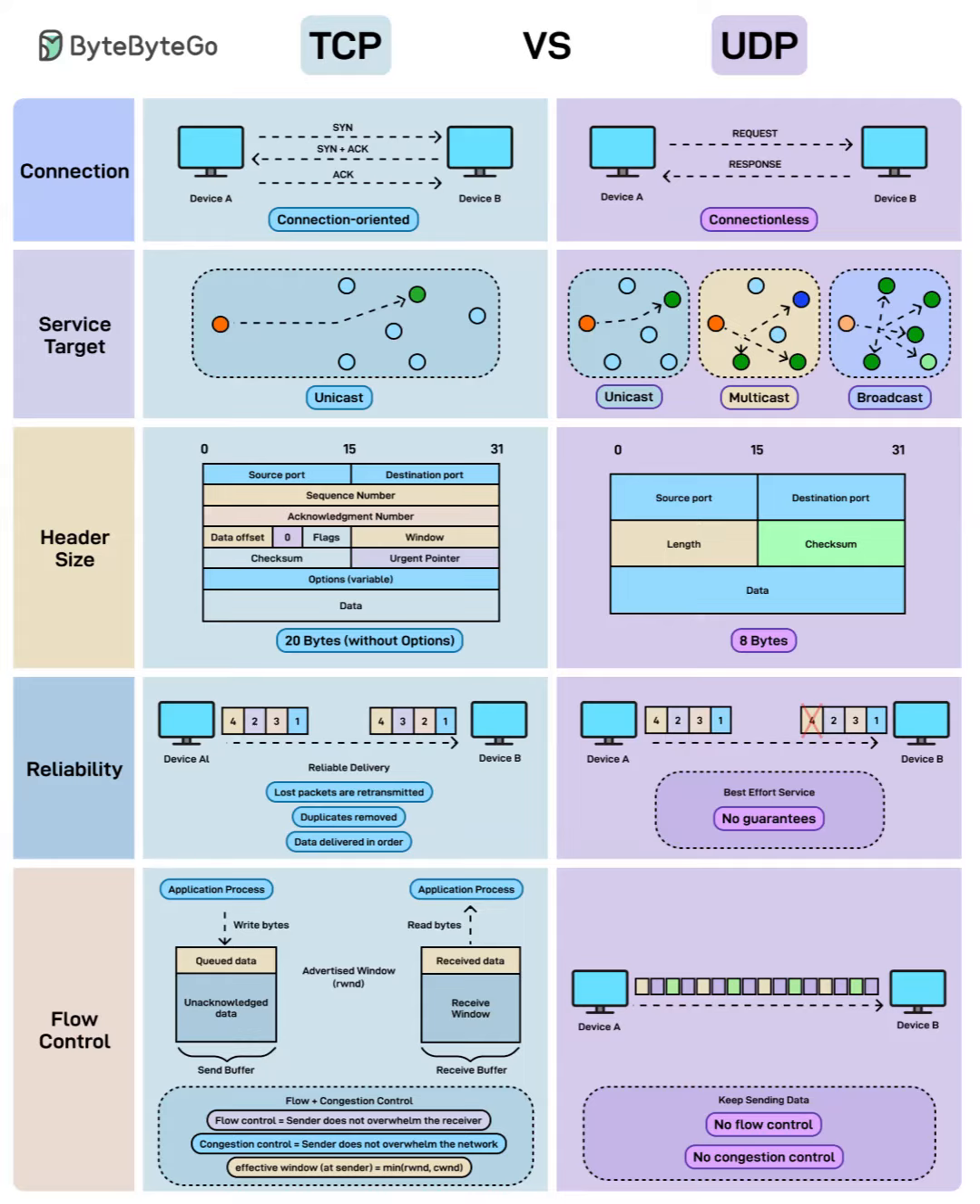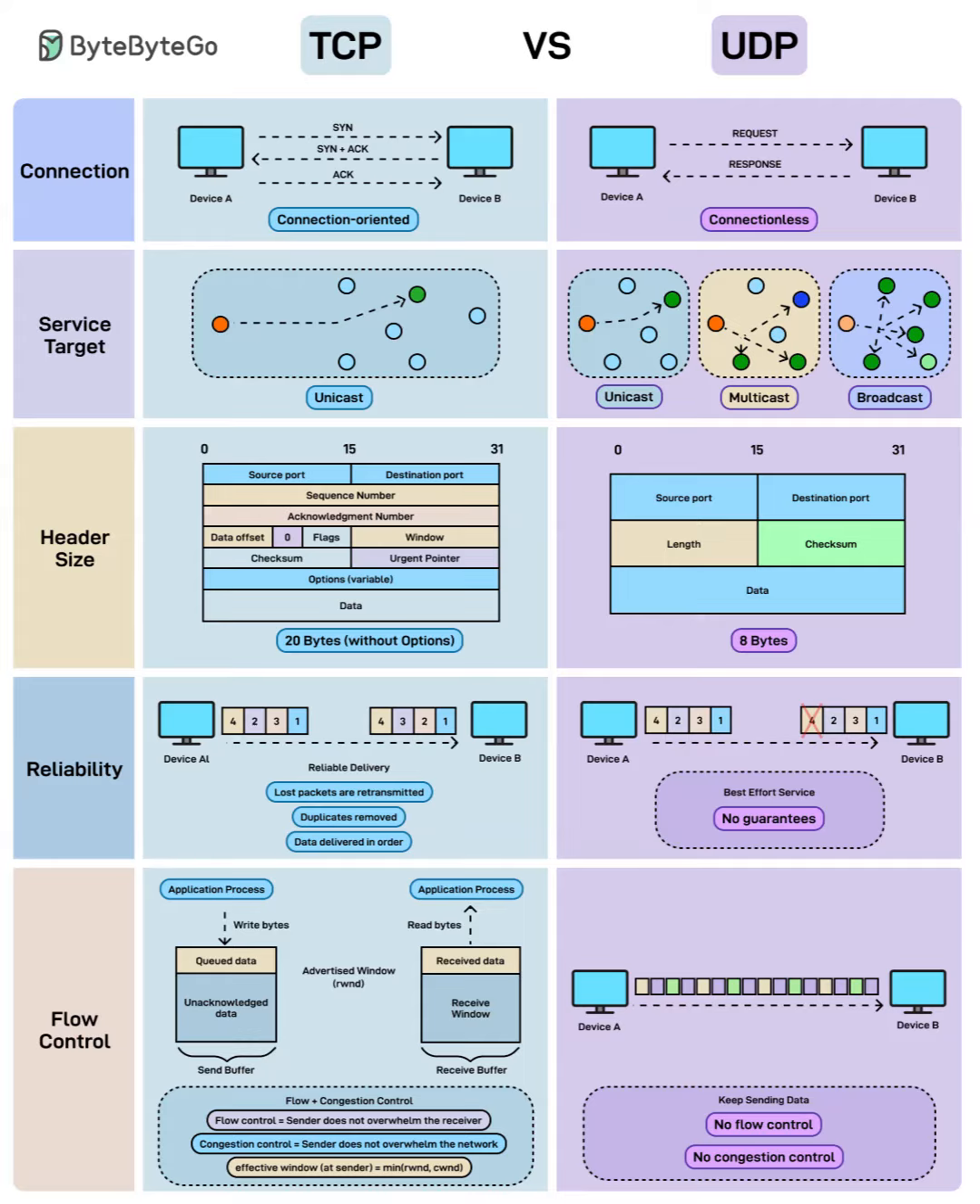It also implements flow control, so a fast sender doesn't overwhelm a slow receiver, and congestion control, so one host doesn't flood the network. The cost: a bigger header and more coordination, which adds latency and CPU overhead. Use cases: web browsing, emails, file transfers, database replication, any workload where correctness beats speed.